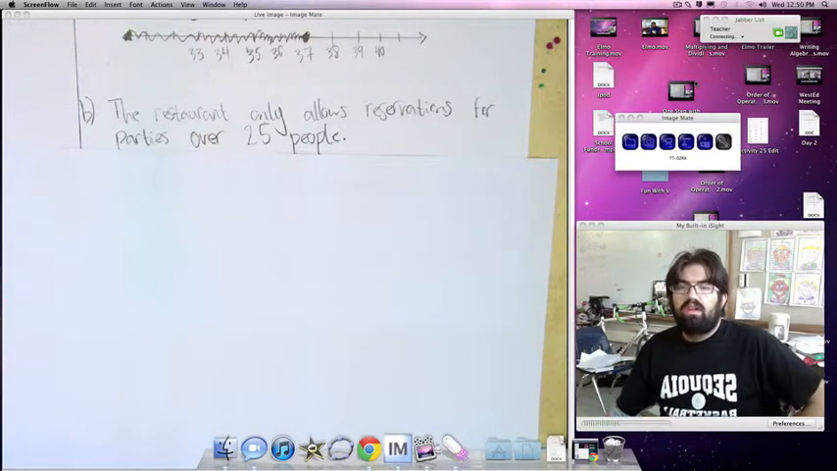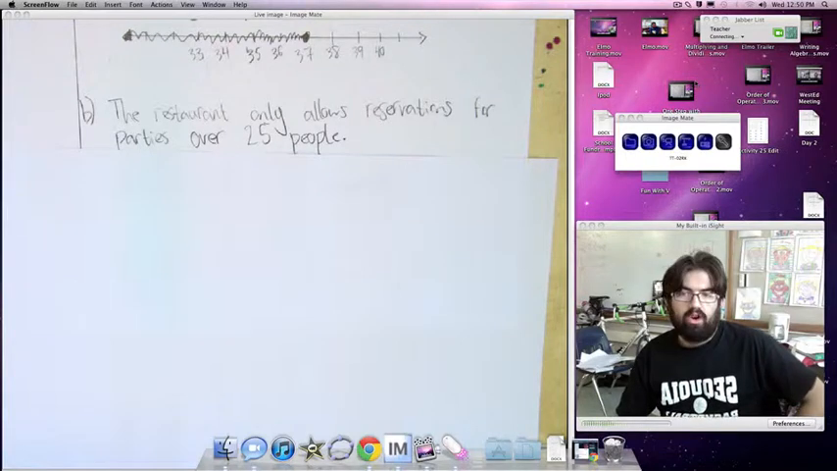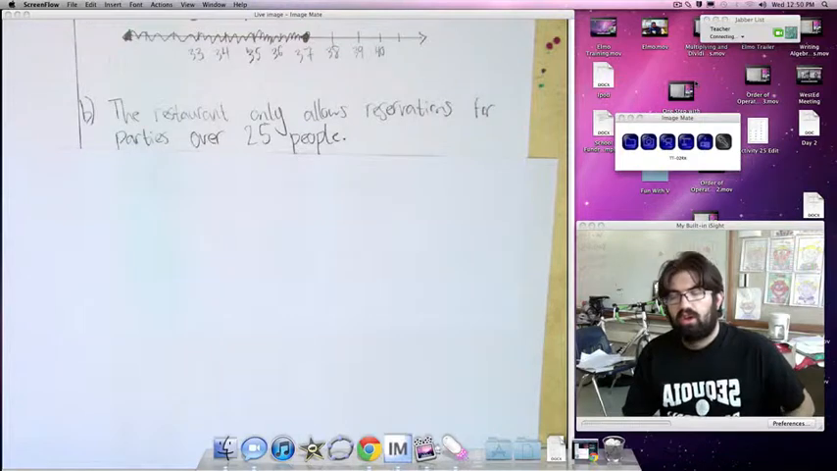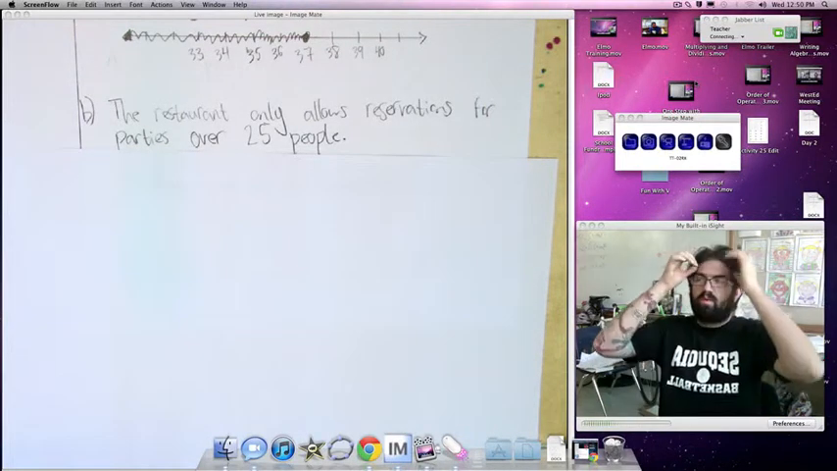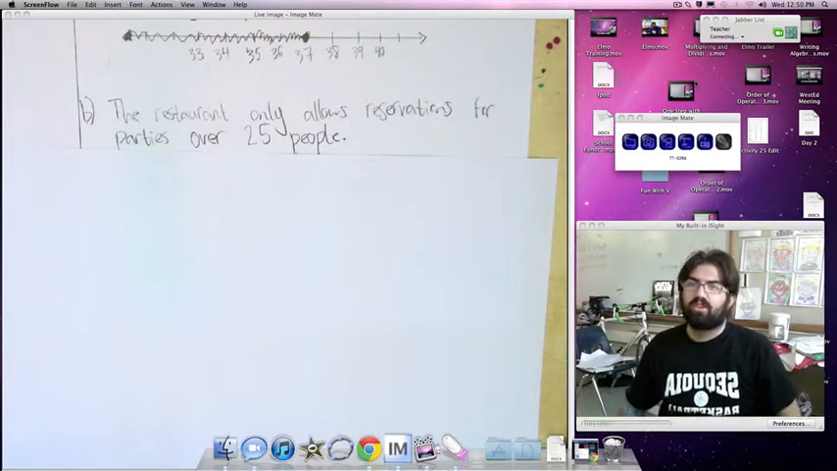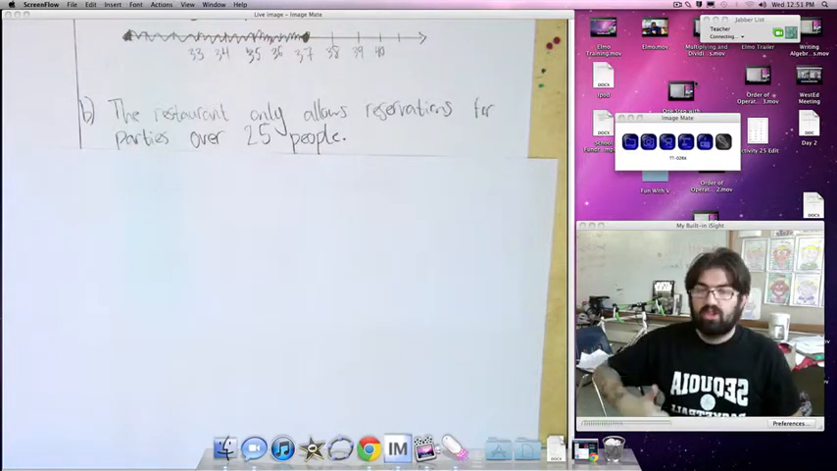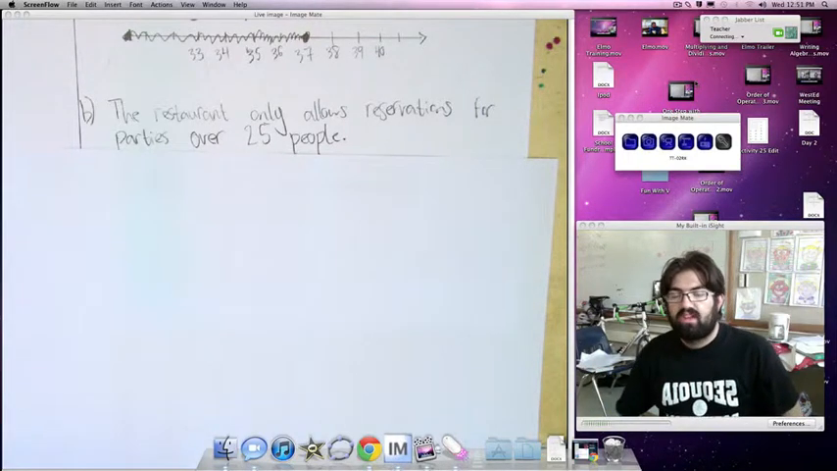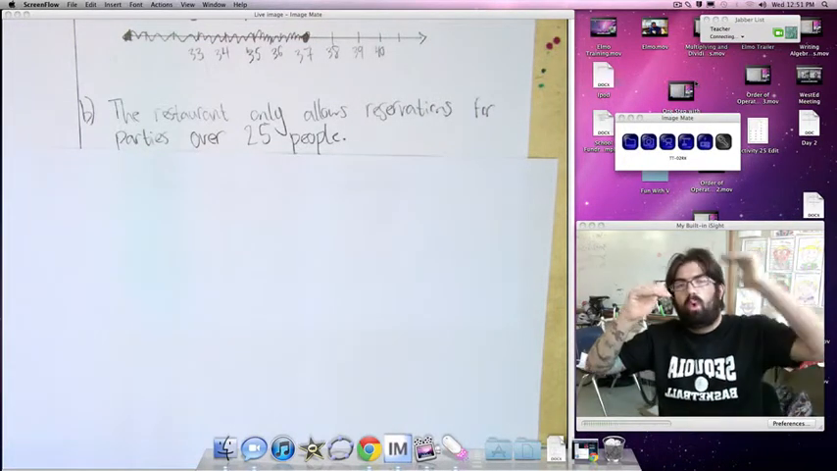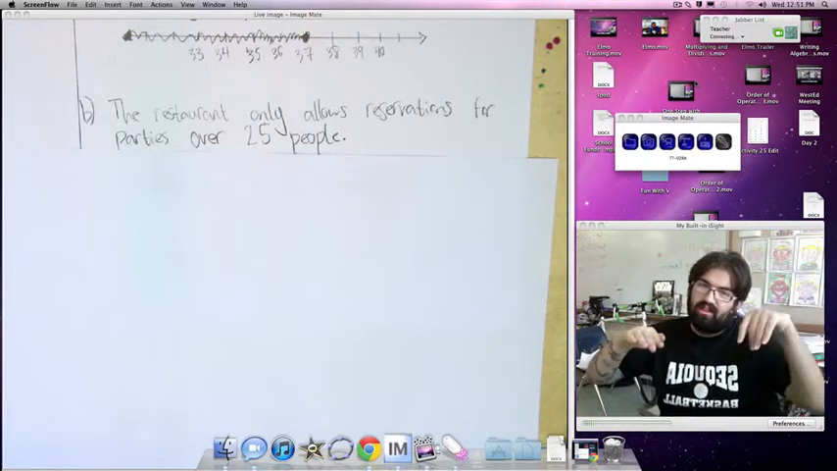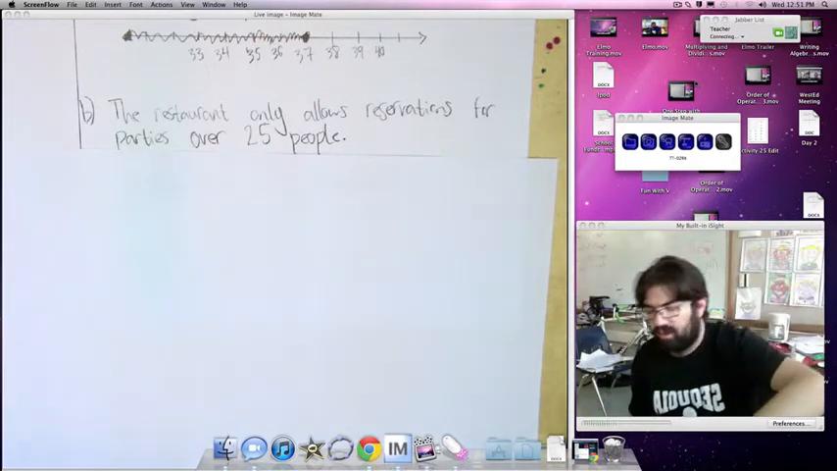Let's look at the next one, part B. The restaurant only allows reservations for parties over 25 people. So if you think about when you're making a phone reservation for a party, a group of people to go to Sizzler, when you call up a restaurant, some restaurants say we don't do reservations for under 10 people. Or they could say we only do reservations for over 25 people. Over means over. We need to get over 25. Well, 24 is under, so 26 and 27, those are over.